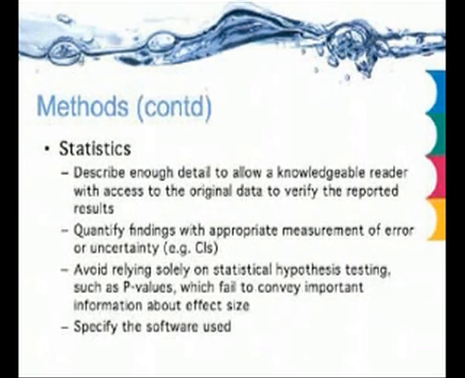I'm not going to say a lot about statistics, but in terms of the statistics, you should describe enough detail to allow a knowledgeable reader with access to the original data to verify the reported results. You should quantify findings with appropriate measures of uncertainty, for instance, your confidence intervals. Don't rely solely on statistical hypothesis testing, such as p-values, because that fails to convey the important information about effect size, and specify the software used.